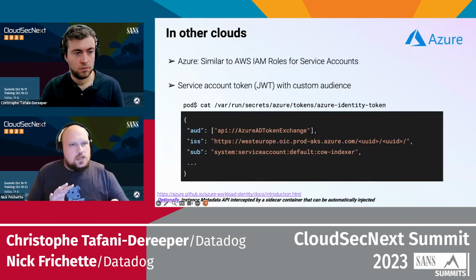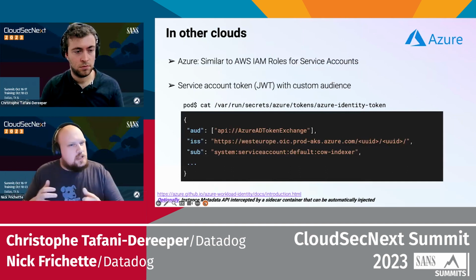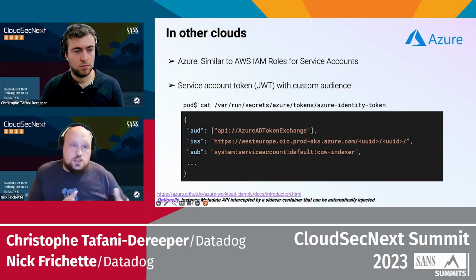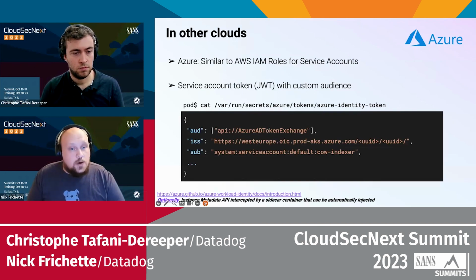Now, other clouds do it similarly and differently, just depending. Azure, for example, does it nearly identical to what I just described with AWS. They simply have an Azure spin on the name of the token, and otherwise have a very similar setup.